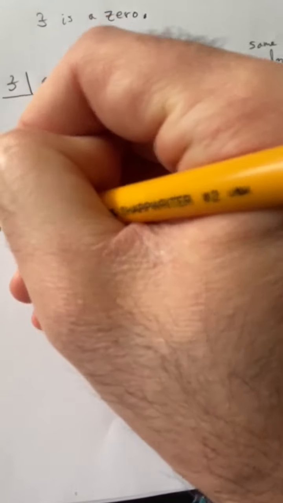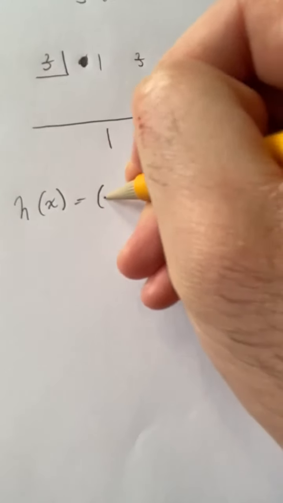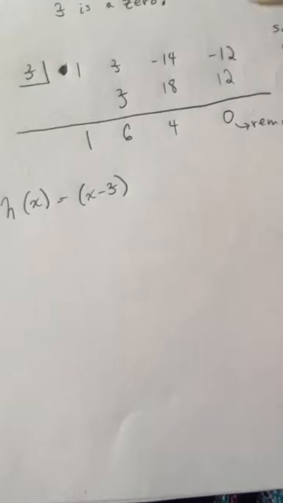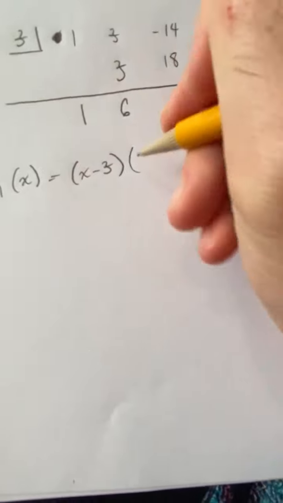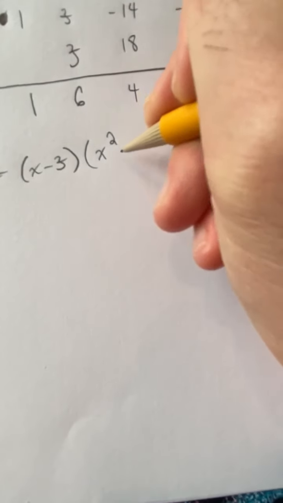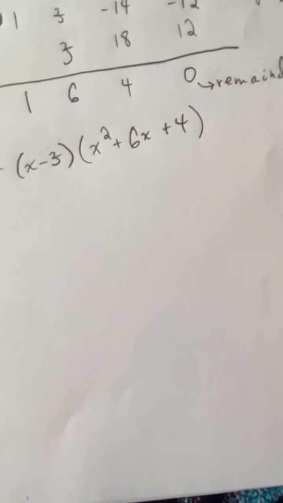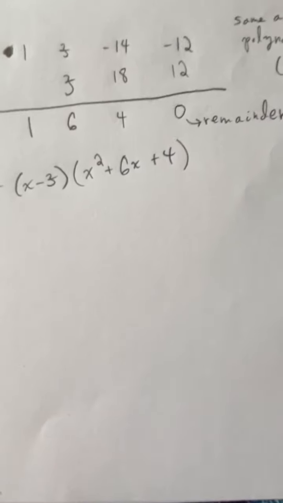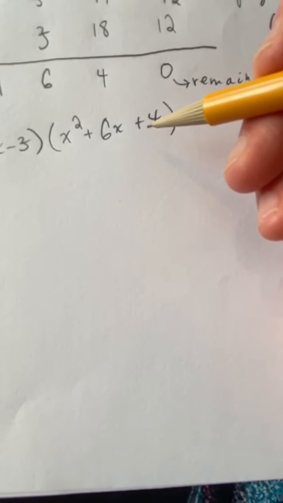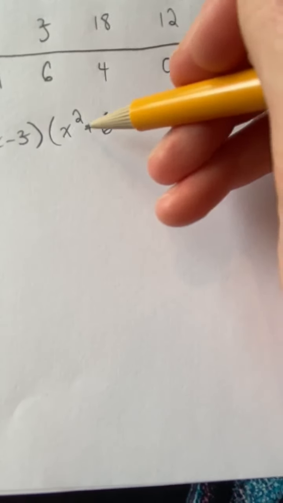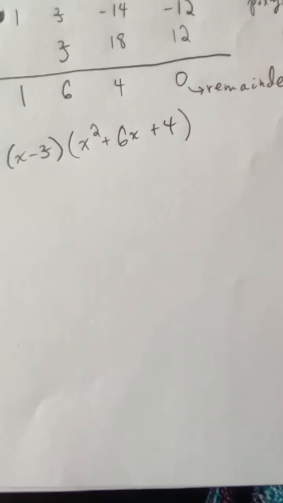So we can at this point rewrite our polynomial as x minus 3, reflecting the fact that 3 is 0. And then we take these and make them the coefficients of a quadratic. So we have 1x squared plus 6x plus 4. Now the question becomes, what are the zeros of this, or how can we factor this? It looks like we probably can't just factor it straight away, so we're probably going to need to rely on either quadratic formula or completing the square.